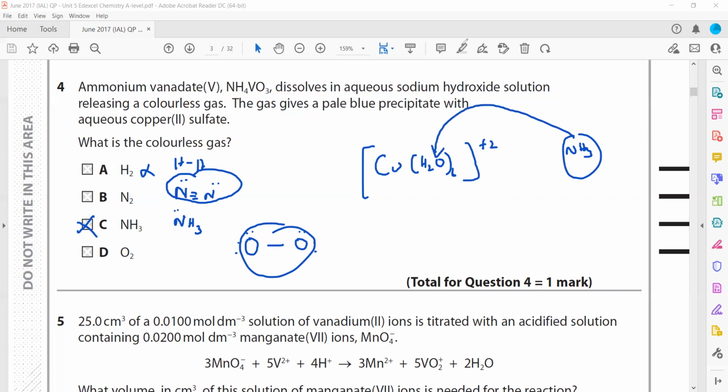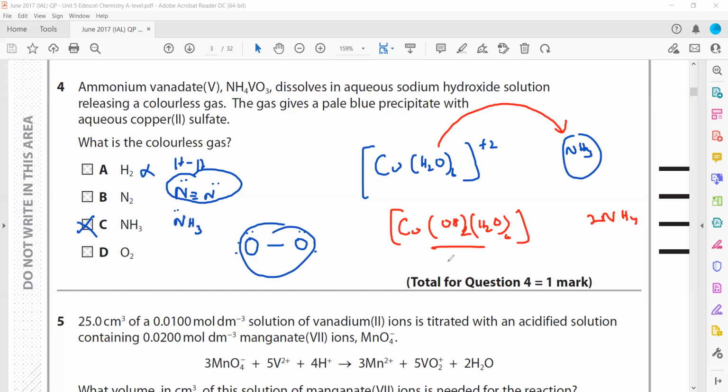First is an acid-base reaction, because ammonia is a proton acceptor. When ammonia accepts a proton, what will happen? Two of the water molecules lose a proton, so Cu(OH)2(H2O)4 will be there. This will be the precipitate, and it will result in the formation of 2 ammonium ions. So this will be the blue precipitate.